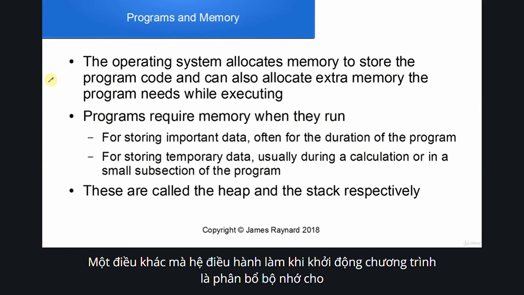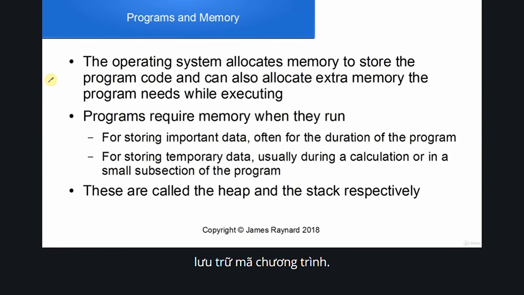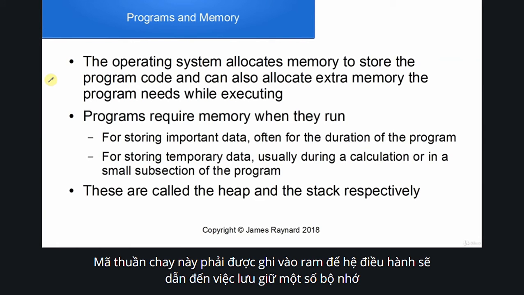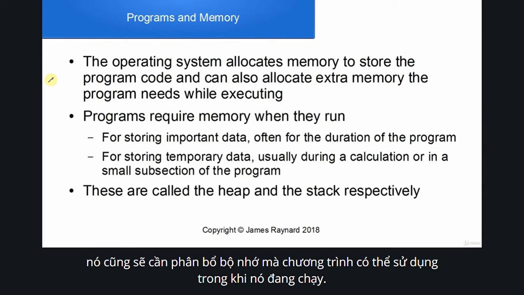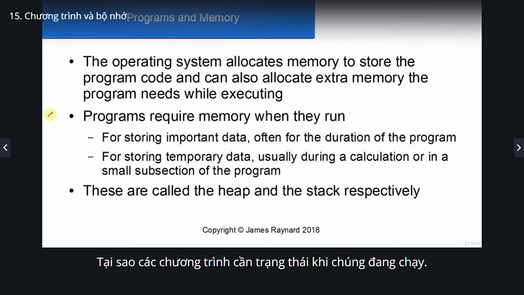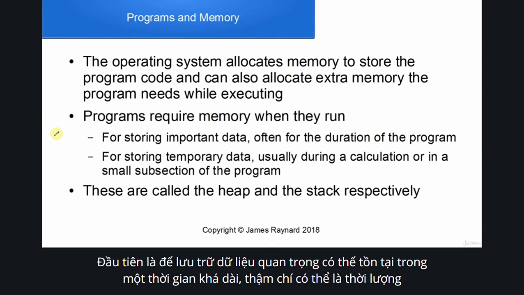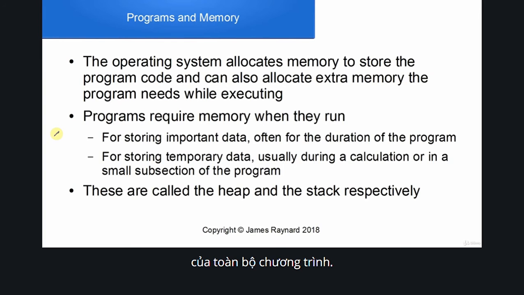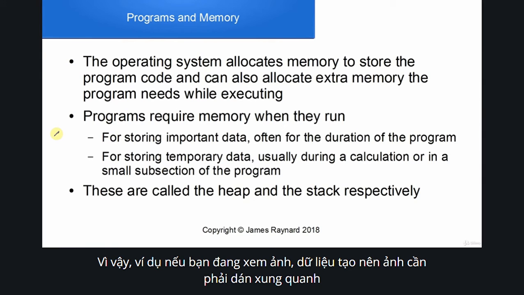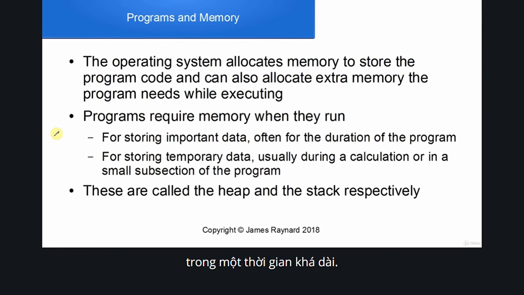Another thing that the operating system does when it starts up the program is to allocate memory to store the program code. This program code has to be read into RAM, so the operating system will need to reserve some memory for that. It'll also need to allocate memory that the program might use while it's running. Why do programs need data when they're running? Well, there's basically two important cases. The first one is for storing important data which could last for quite a long time, maybe even the duration of the entire program. So for example, if you're viewing a picture, the data that makes up the picture needs to stick around for quite a long time.